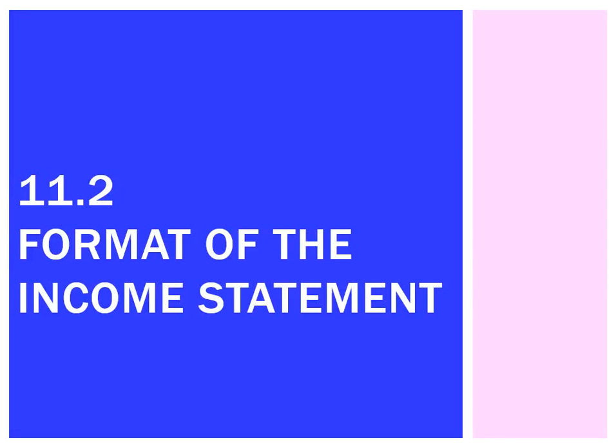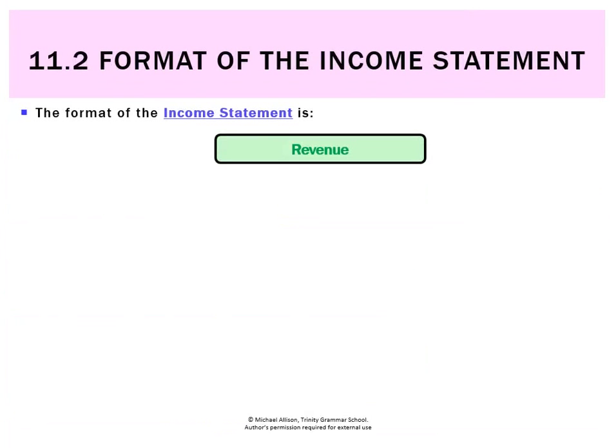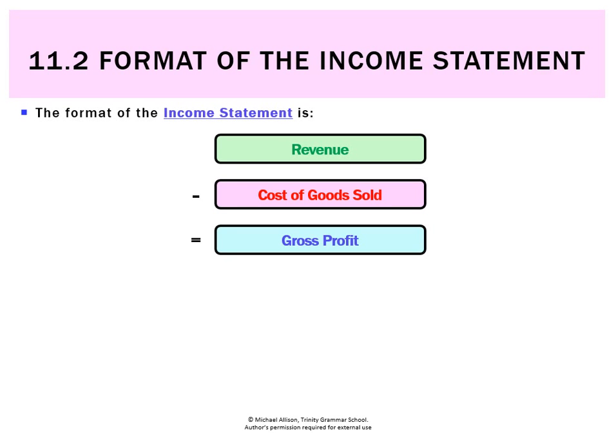Let's look at the format of the income statement. We'll start with our revenues. We'll take away what's called cost of goods sold. That'll give us what's called our gross profit. So that's not net profit, that's a different type of profit which we'll look at.